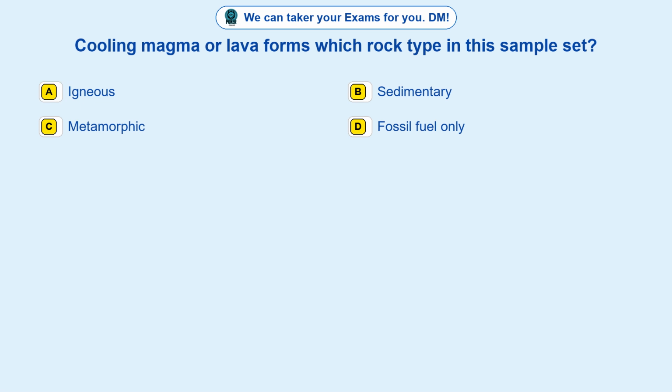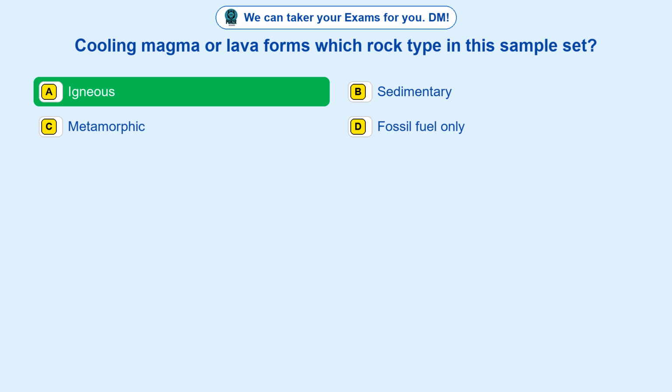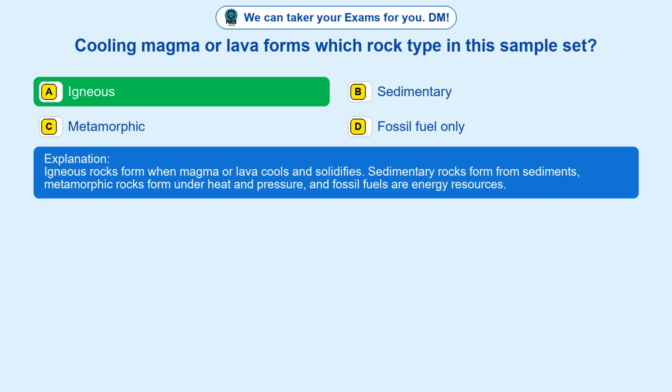Question 84. Cooling magma or lava forms which rock type in the sample set? Option A, igneous. Option B, sedimentary. Option C, metamorphic. Option D, fossil fuel only. The correct answer is option A, igneous. Igneous rocks form when magma or lava cools and solidifies. Sedimentary rocks form from sediments, metamorphic rocks form under heat and pressure, and fossil fuels are energy resources.